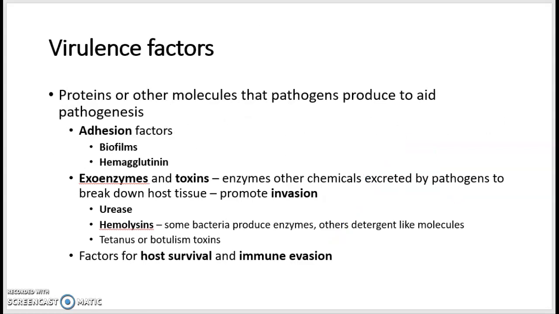Virulence factors are proteins and other genes that bacteria and viruses use to promote the stages of pathogenesis. Adhesion factors are factors that are produced in order to aid the adhesion step. These include biofilms and virus spike proteins such as hemagglutinin. Exoenzymes and toxins are enzymes and other chemicals excreted by pathogens to break down host tissue, often to promote invasion. These include urease, which we discussed for Helicobacter pylori, and hemolysins. There are also virulence factors that allow bacteria and other pathogens to survive in the host and evade the immune system.